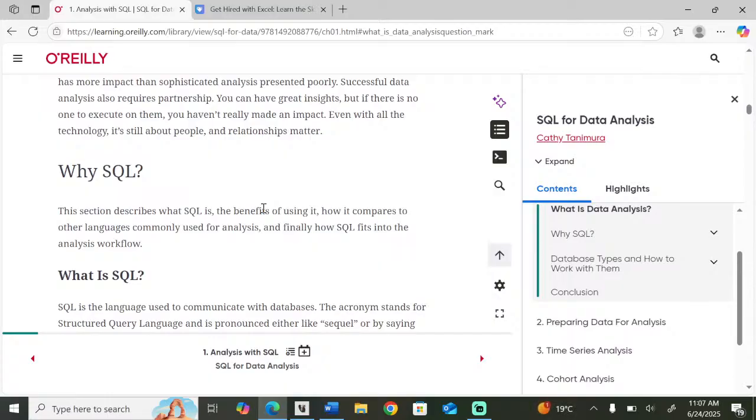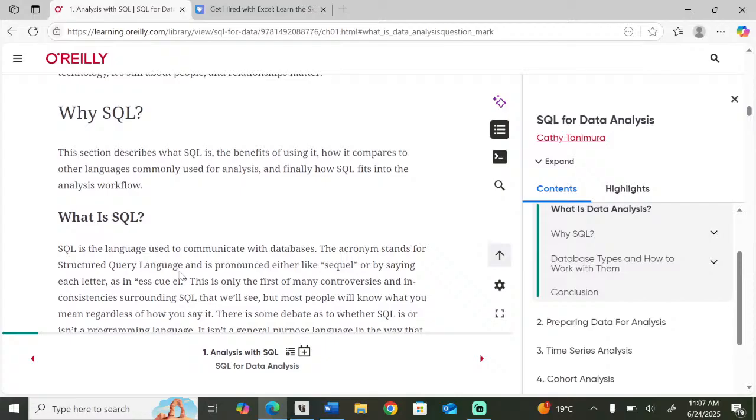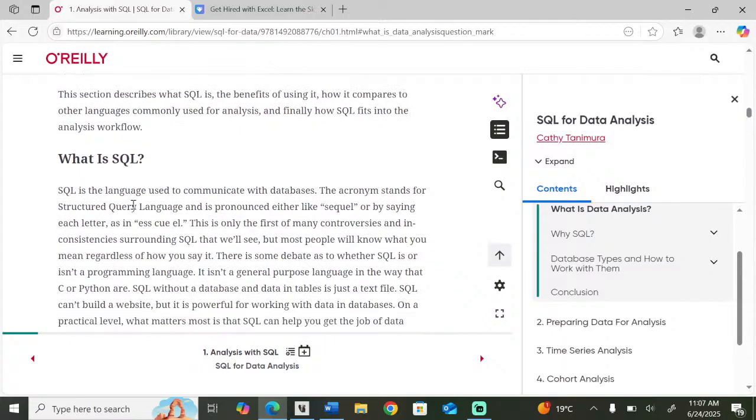Okay, this section describes what SQL is, the benefit of using it, and how it compares to other languages commonly used for analysis. We're going to compare SQL with other languages such as Python and JavaScript. Finally, we'll look at how SQL fits into analysis work, and talk about how SQL is very important when it comes to data analysis.